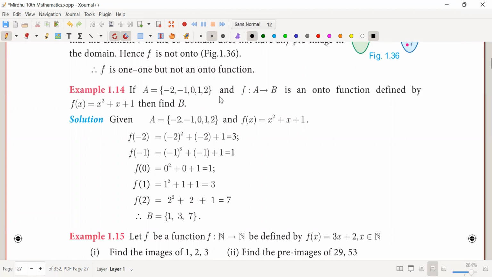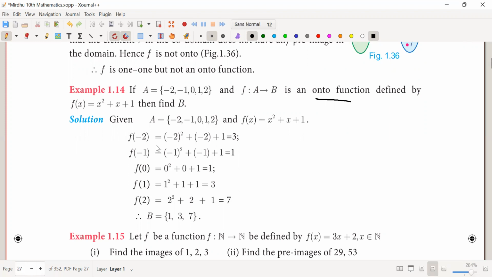A is given as -2, -1, 0, 1, 2. The function is onto, defined by x squared plus x plus 1. Then we have to find B. They have given it as an onto function, so everything should have an image. The range and codomain are equal.